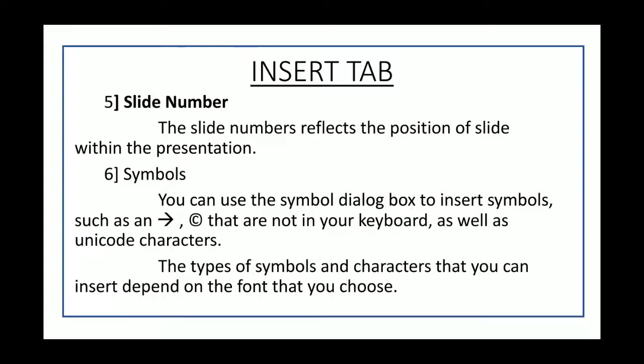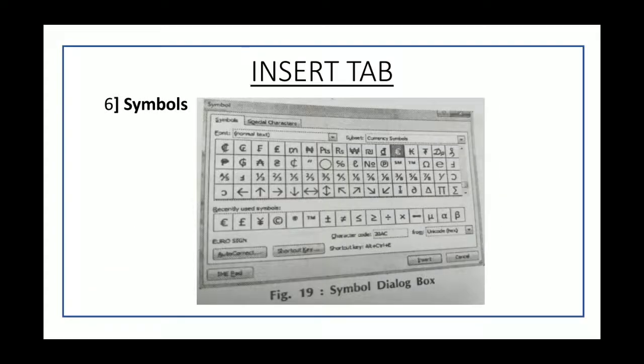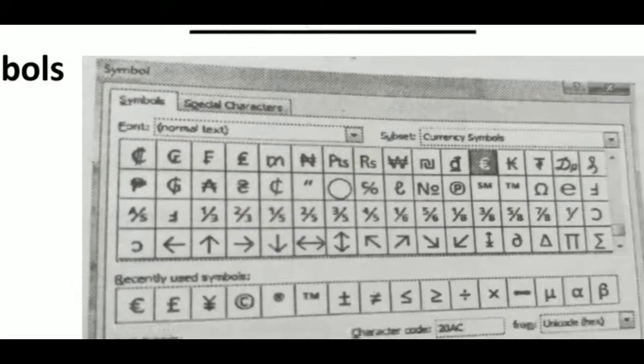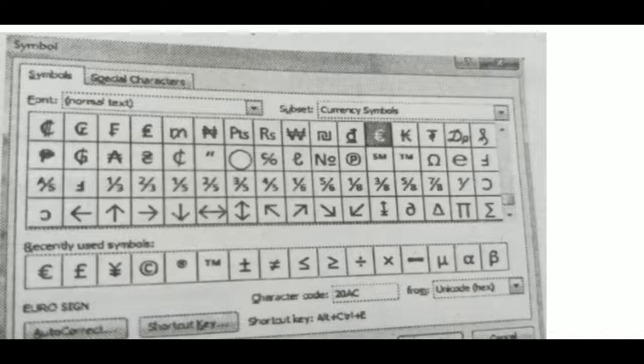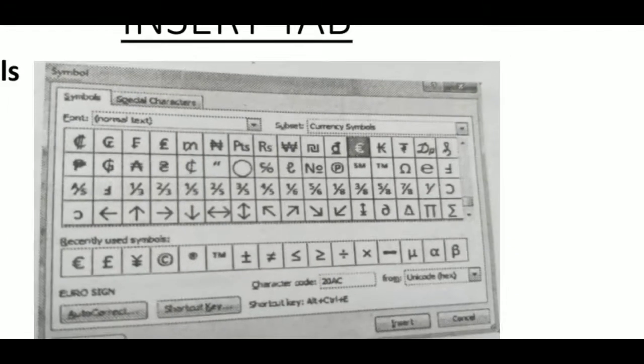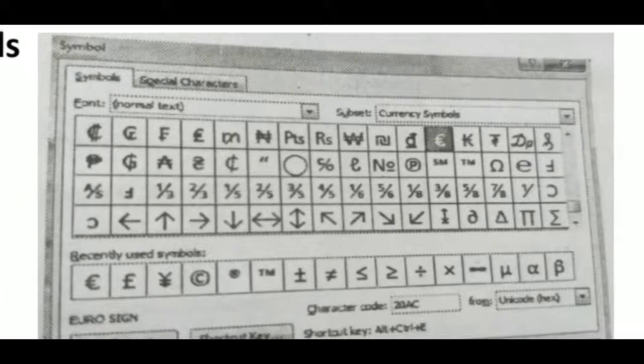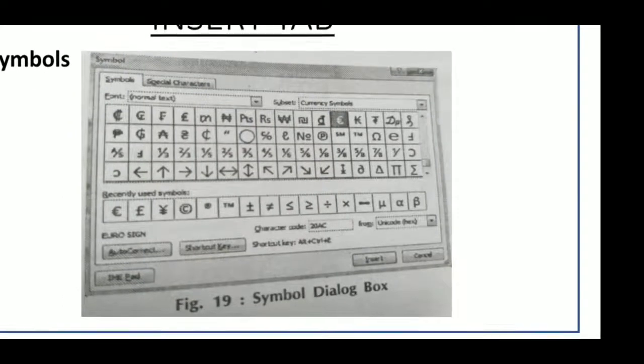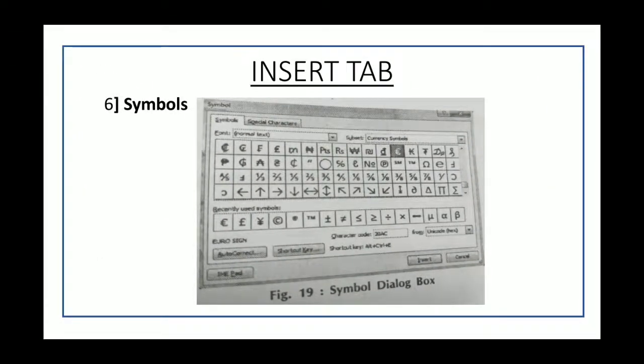The types of symbols and characters that you can insert depend on the font that you choose. This is your symbol dialog box. Whichever font you change, the symbols automatically change too. Depending on which font you are using, those symbols will be displayed on the screen. Here are the currency symbols. The font is here, normal text. If you change the font here, those symbols will be displayed on the screen.